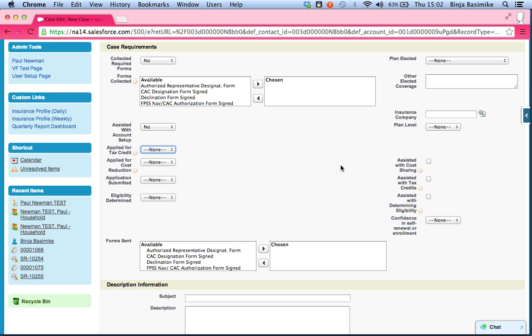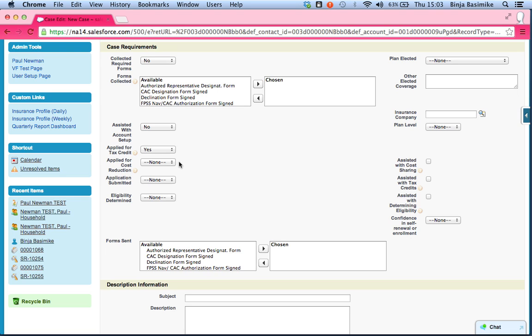So if you can think about it this way, on this section, we're talking about Paul Newman's interaction with us. On this section, we're talking about our interaction with Paul Newman. So in this case, like I mentioned, we're asking ourselves, did Paul Newman apply for tax credit? If he did, we'll say yes. And on this section, we ask ourselves, did we assist Paul Newman with this application for tax credits? If the answer is yes, we check the box. If the answer is no, we leave it blank.